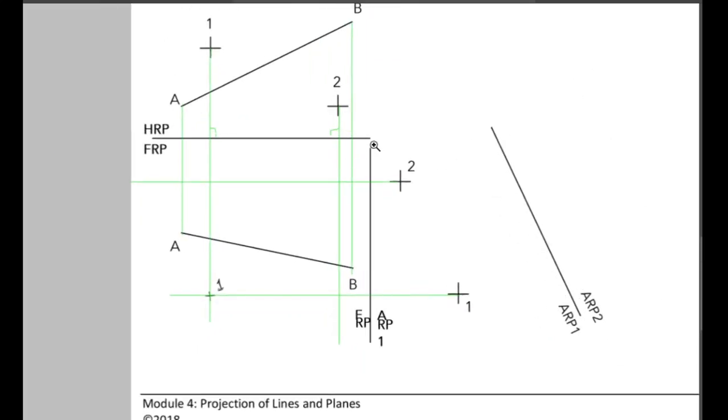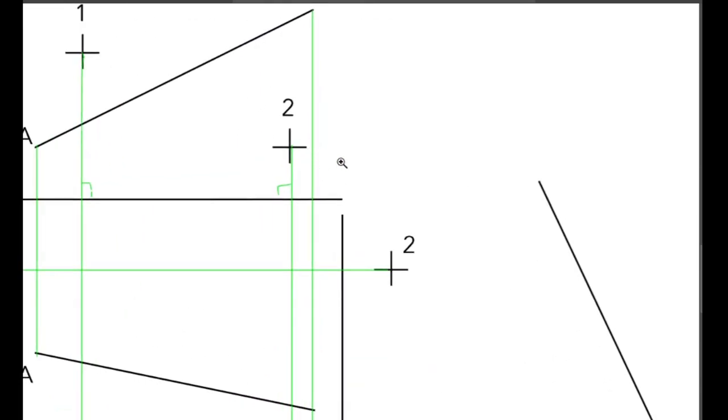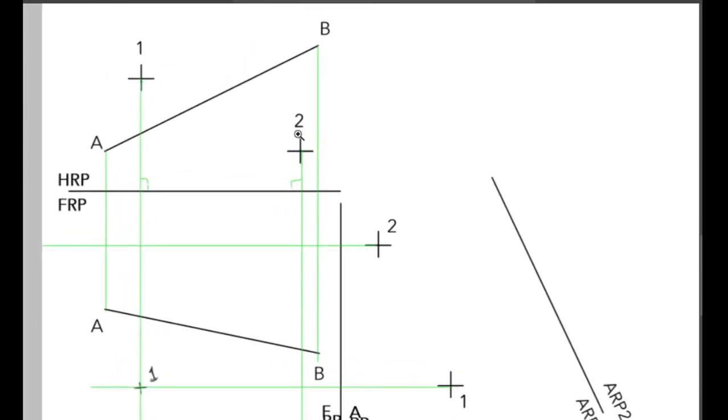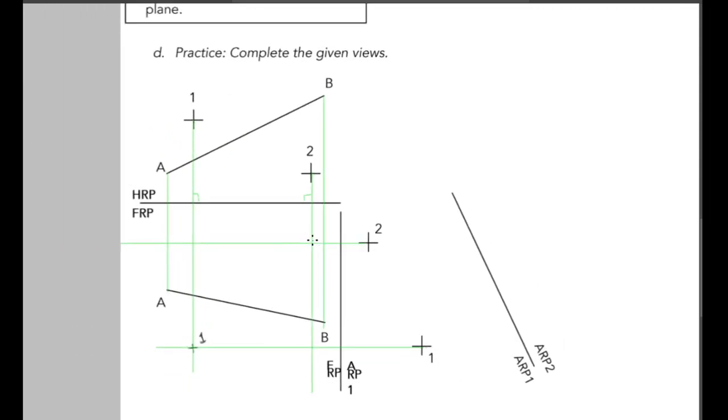Similarly, we can use that analysis for point 2 as well. We have point 2, this is its projection line, and this is also a projection line of point 2, therefore this is where point 2 should be located. Now let's project them. We have point 1, point 2, A, B, and let's try to complete ARP1.